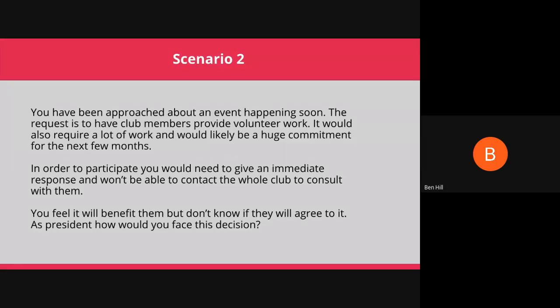In order to participate, you would need to give an immediate response and won't be able to contact the whole club to consult with them. You feel it will benefit them, but don't know if they will agree to it. As a president, how would you face this decision?